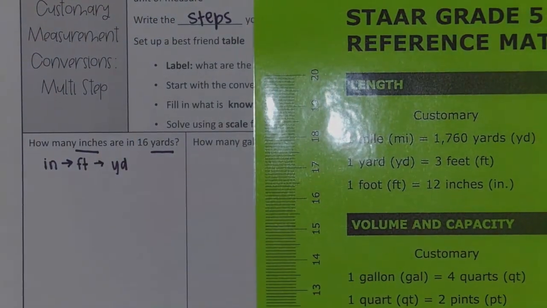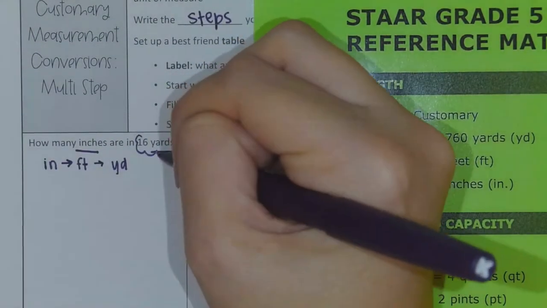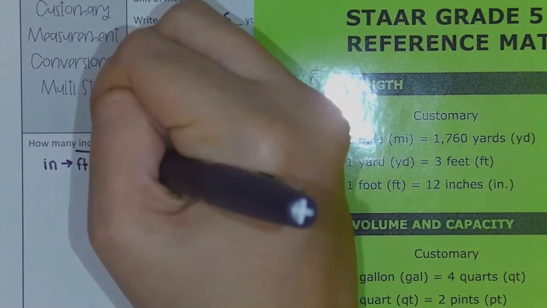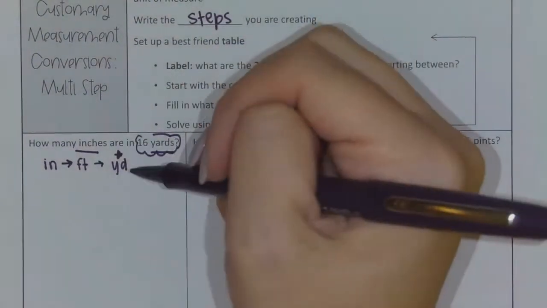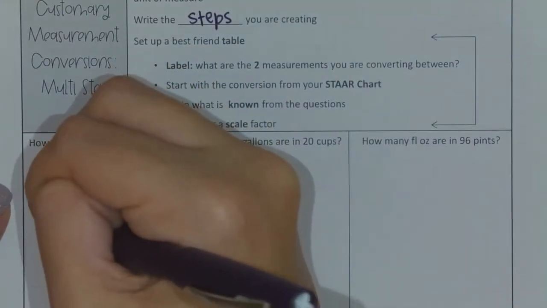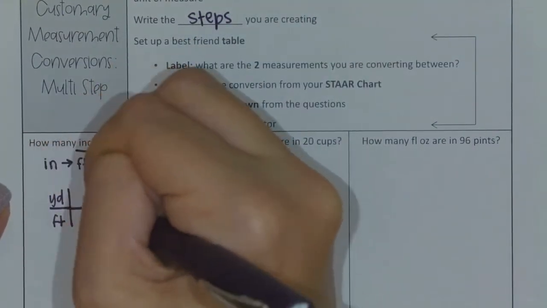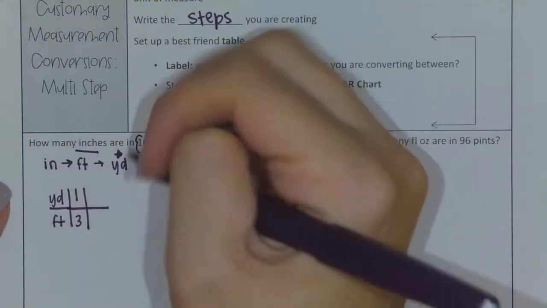So what I have to do here is look at what is the information that they are giving me. What is known? So I see that I know that I have 16 yards, which means this is where I'm starting. So I'm going to have to work my way backwards. So my first conversion is going to be between yards and feet. I know that my star chart tells me that for every 1 yard, there are 3 feet.